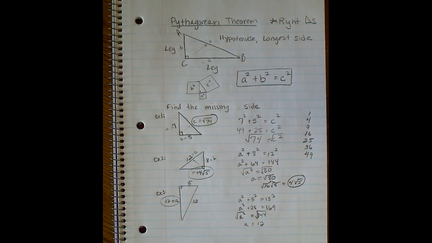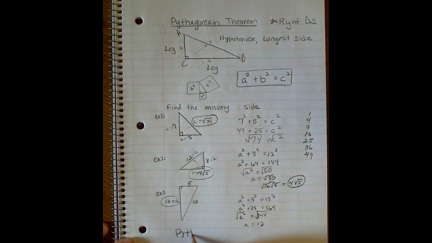Okay, so once we get to the end of this problem, we notice that A comes out to be a whole number. So we did not need to simplify a radical like we did in example 2, which is super great. Whenever this happens, when you have 3 whole numbers as your side lengths for a right triangle, and the Pythagorean theorem works for it, this is called a Pythagorean triple.